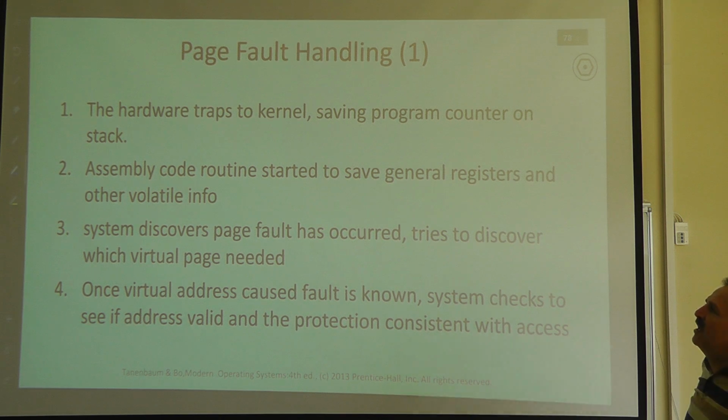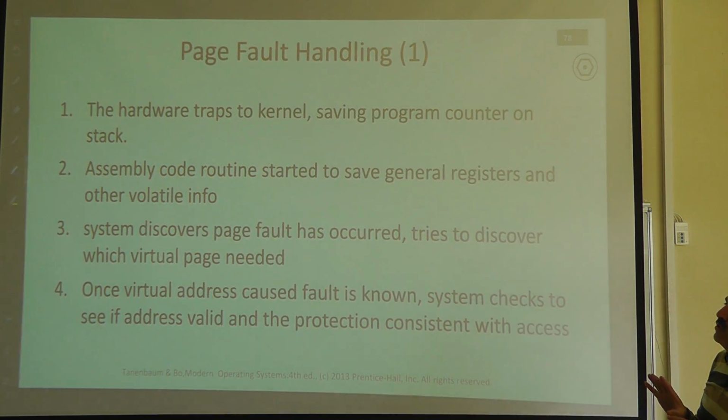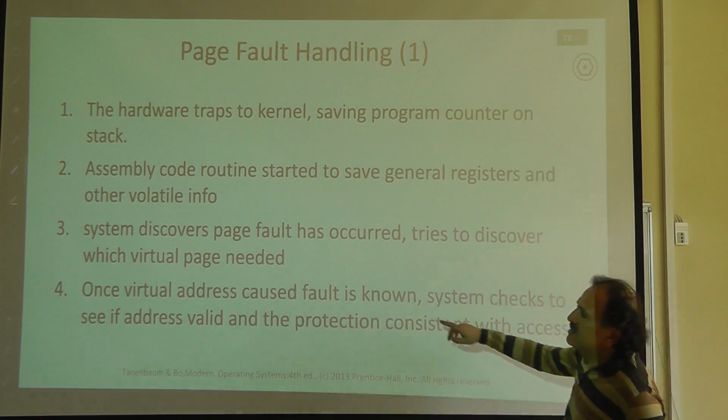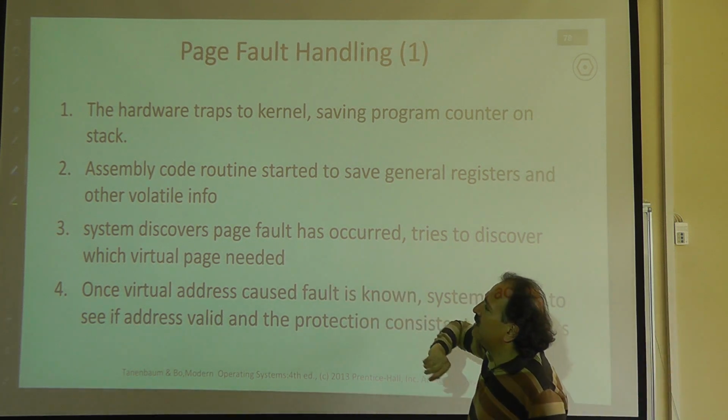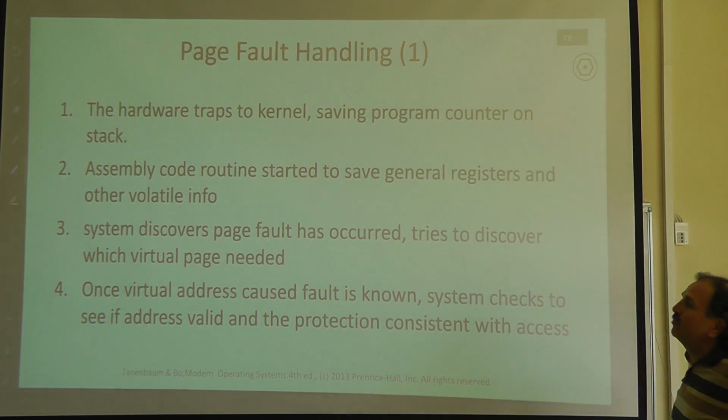When the page fault happens, the hardware traps to the kernel, saving the program counter on the stack. Okay, because the page fault happened. So you go to the kernel, you only save the program counter and maybe a few specialized registers. Then when you go to the kernel, assembly code runs and it saves all the important registers and all the stack information and everything into some safe place. That's when it happens. And then the system discovers, at this point, at number 3, that a page fault has happened.